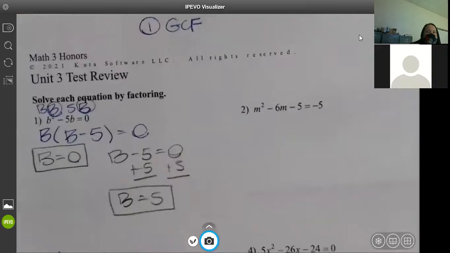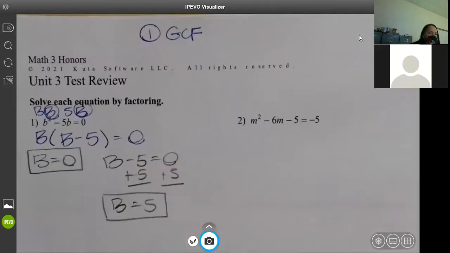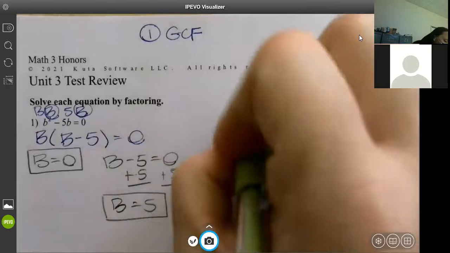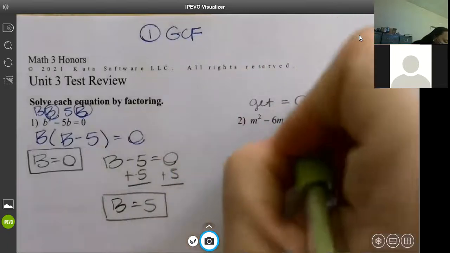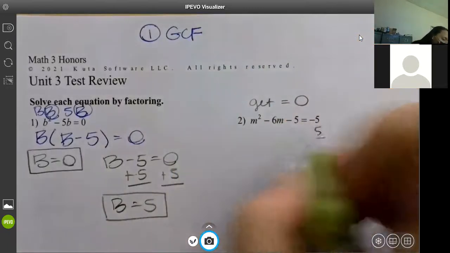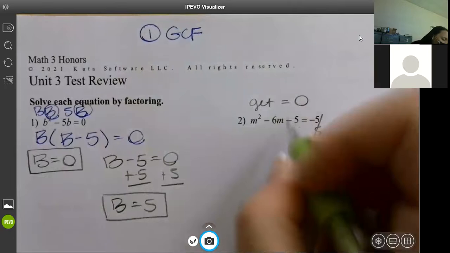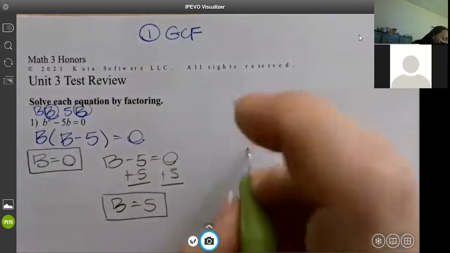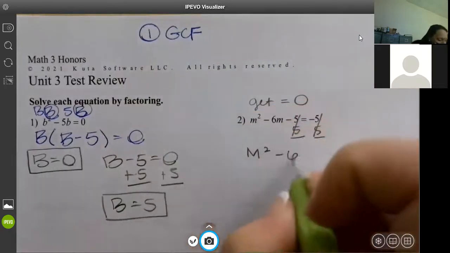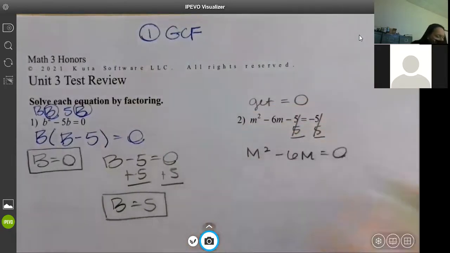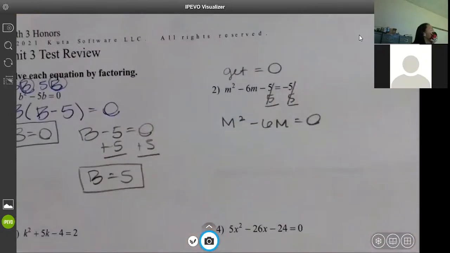If we look at number 2, the problem with number 2 is it's not equal to 0. So make sure you get it equal to 0. The way we're going to do that is to add 5. And what happens is both of these cancel out. And now it looks just like number 1. Okay, so 2 terms is either going to be pairs and share, or it's going to be a GCF.